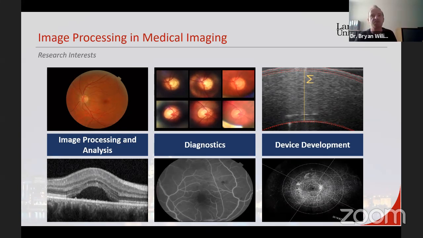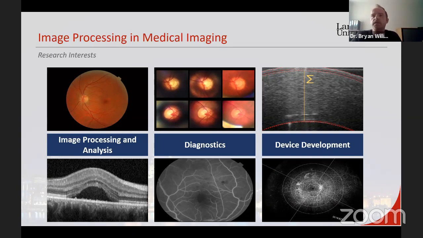So maybe it's a measurement of an optic disc, or the size of a pathology. And then we extend from that into diagnostics. So this is ultimately, what do we do with this information?